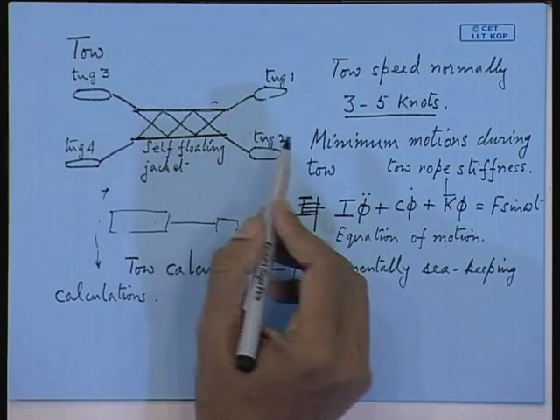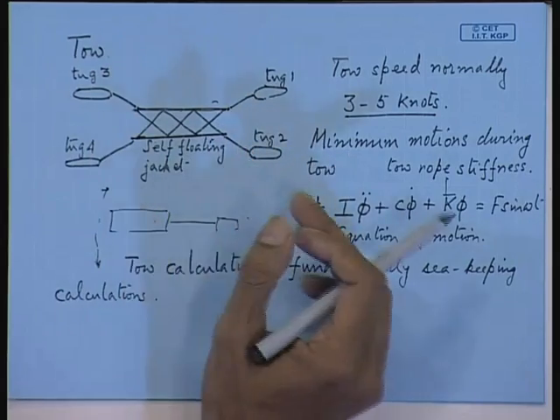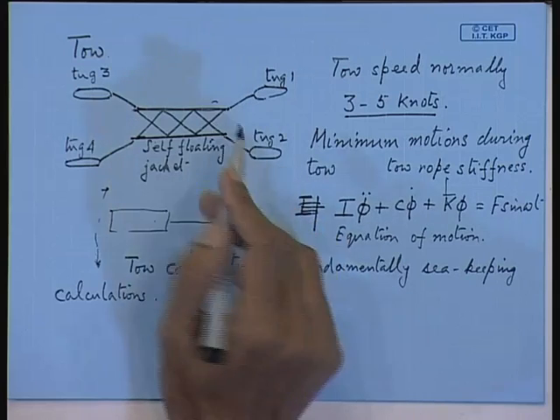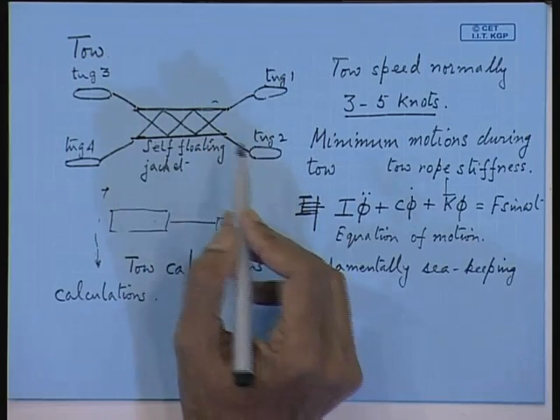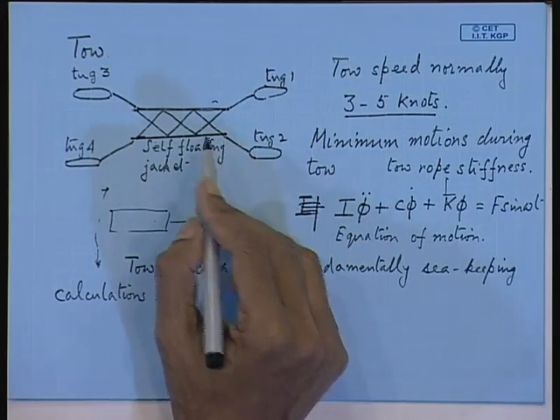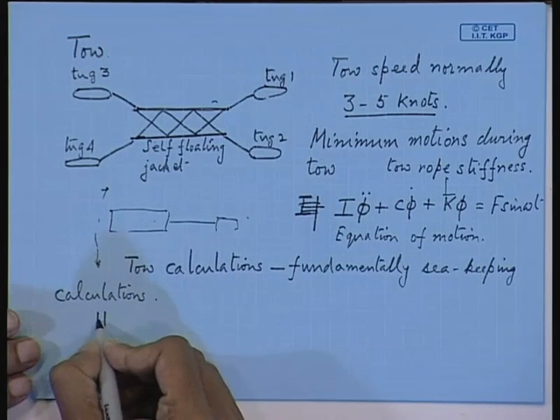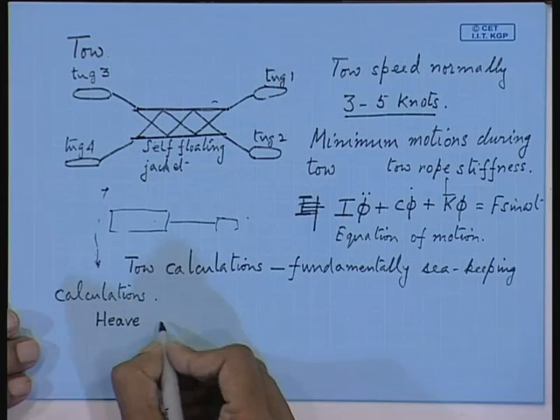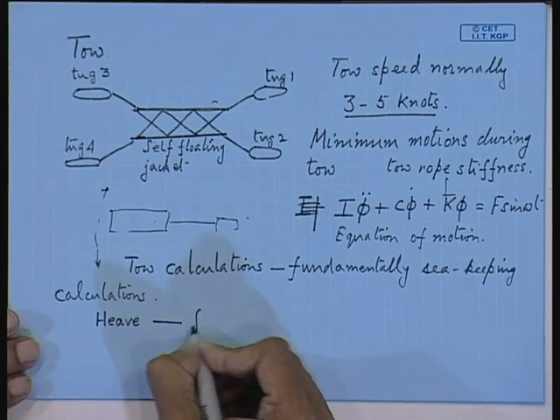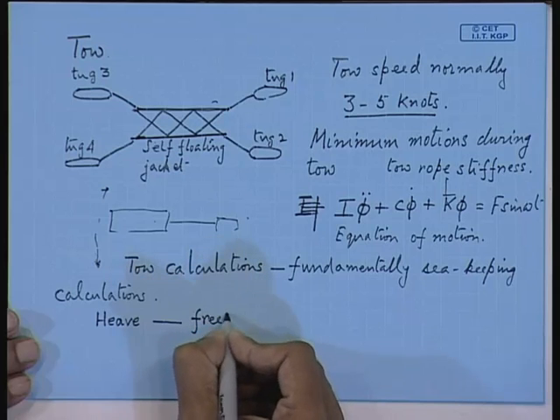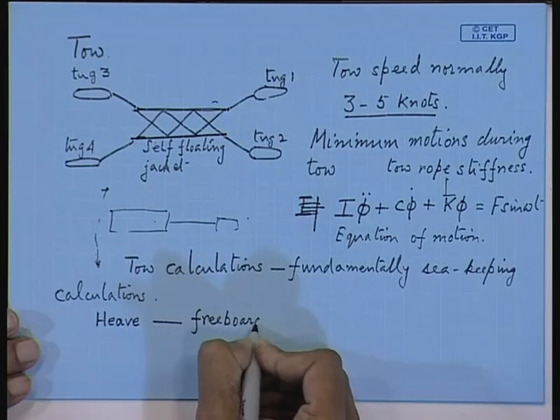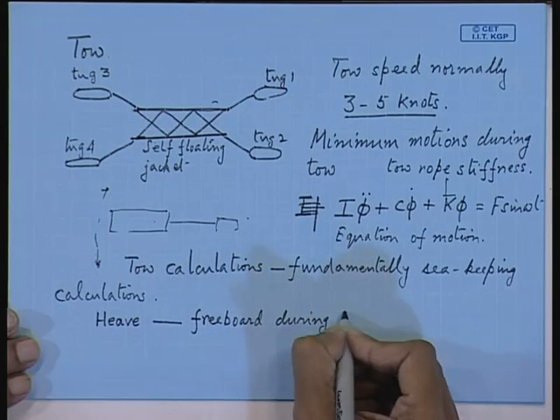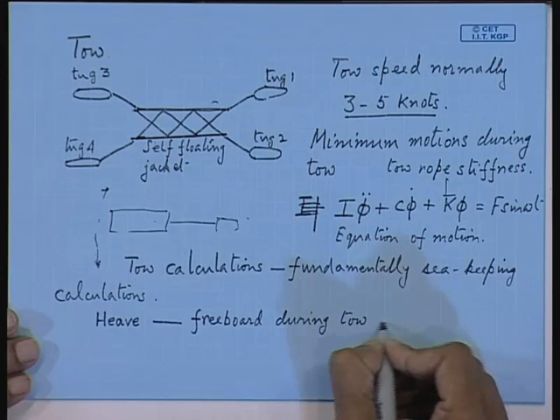Now, in tow, how many motions will come? All six motions will come: surge, sway, yaw, roll, heave, pitch. But in this case, you do not bother so much about heave. Now, heave is related to what? In this case heave is related to freeboard, the freeboard during tow. Now, this has been prescribed from rules.